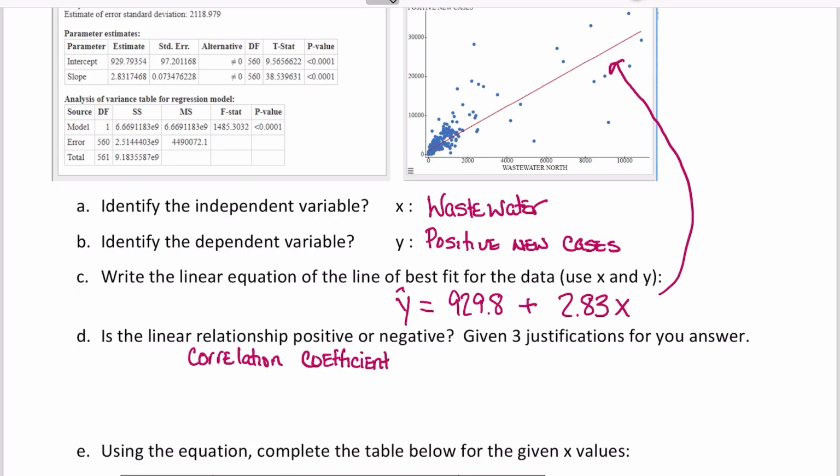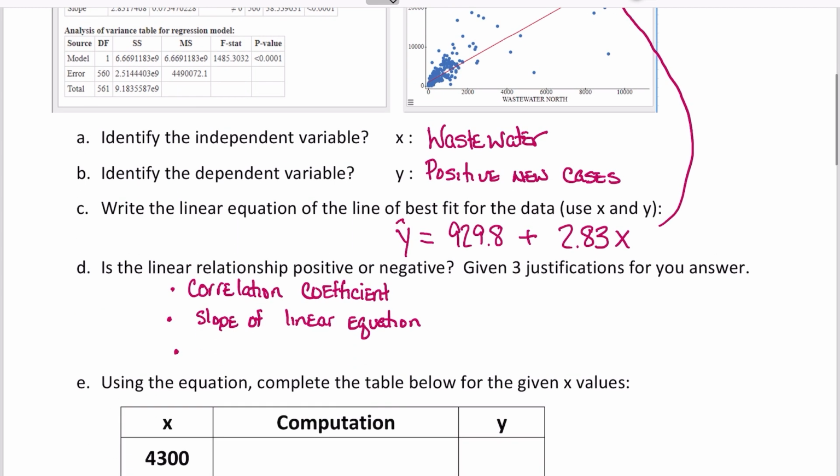Correlation coefficient. The second way we're going to justify it is by looking at the slope of the linear equation. And the third way we're going to justify it is just by a visual inspection of the graph.